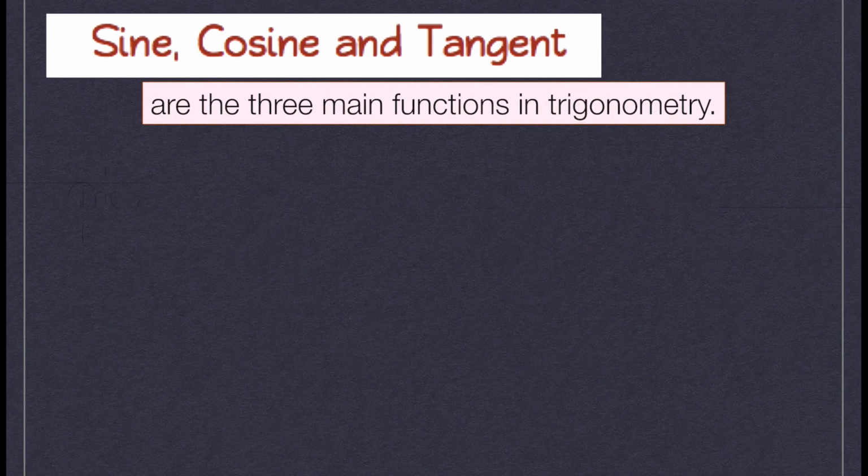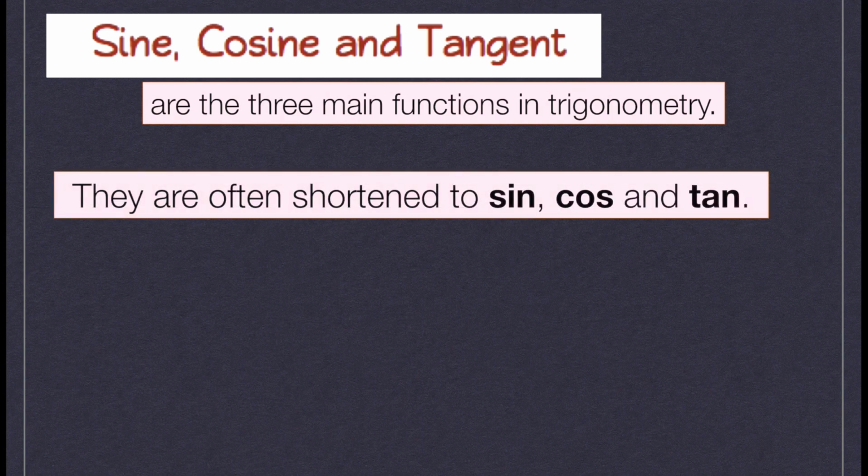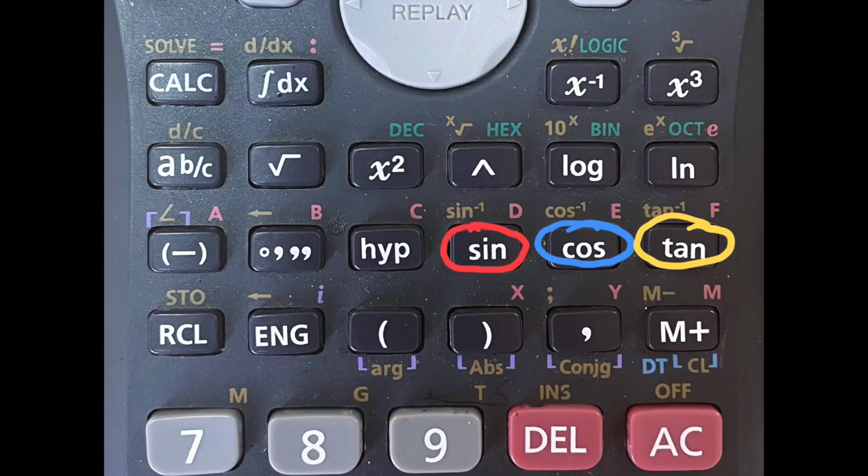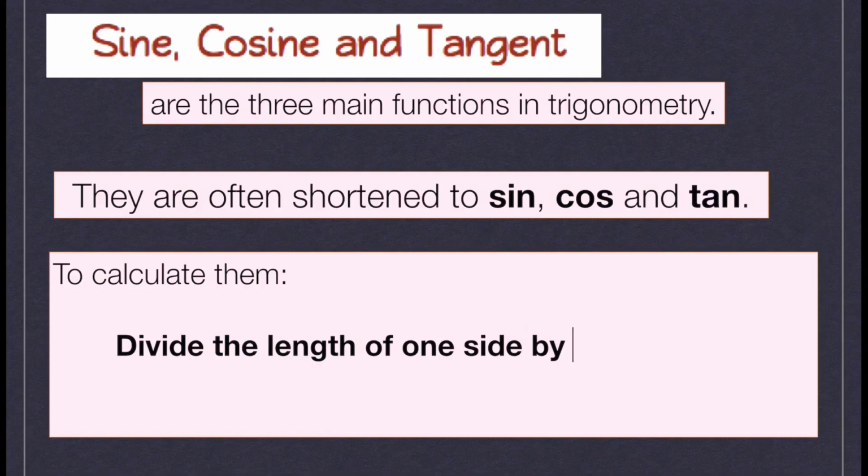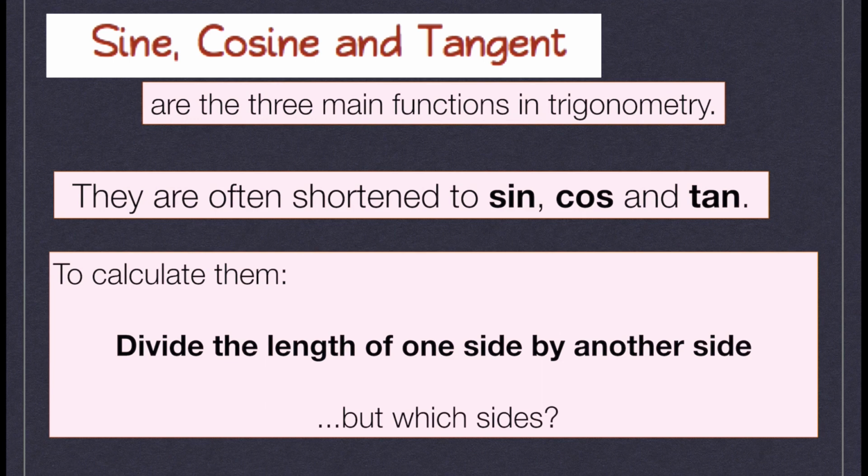Sine, cosine, and tangent are the three main functions in trigonometry. They are often shortened to sin, cos, and tan. Check them in the calculator. It's here. And to calculate them, divide the length of one side by another side. But the question is, which sides?